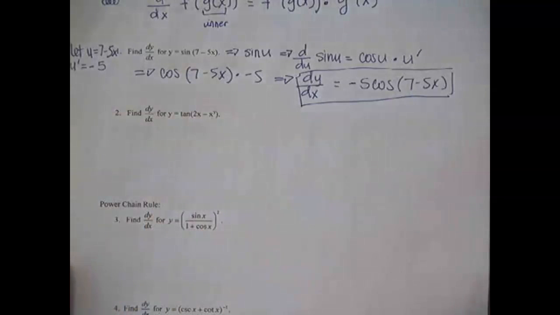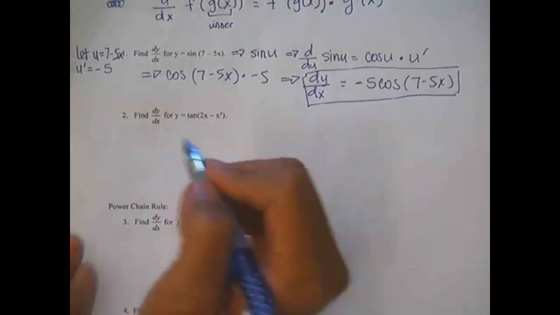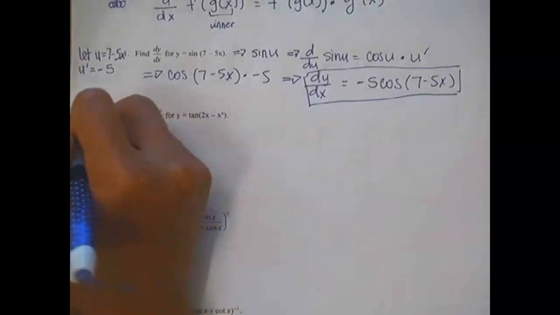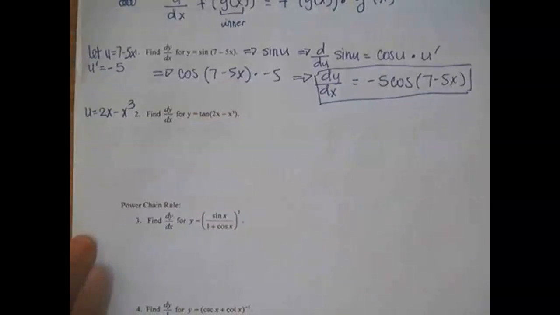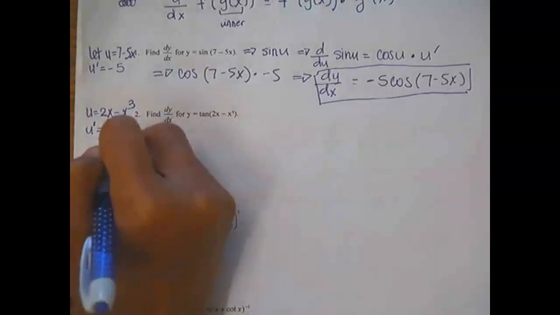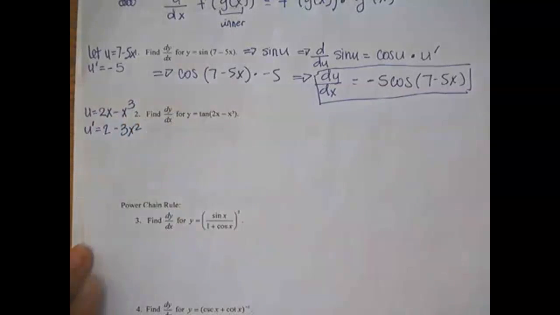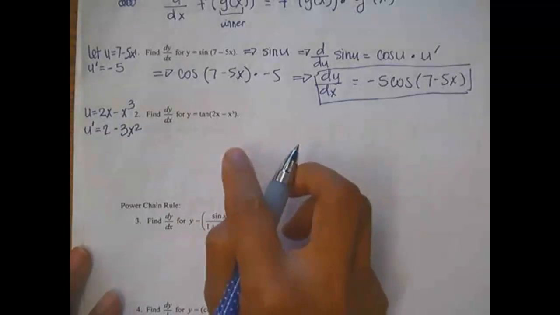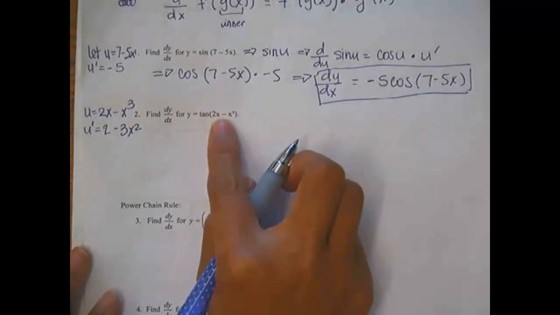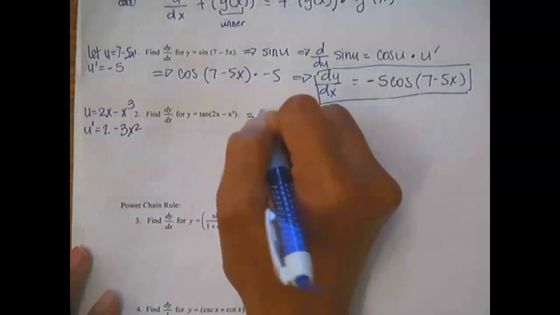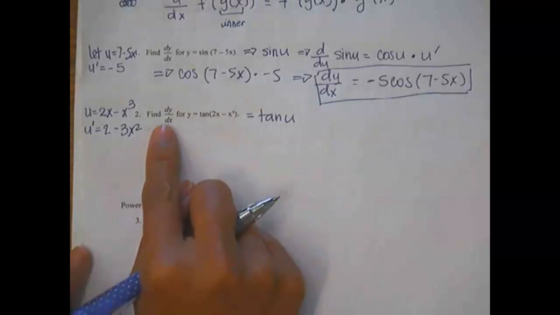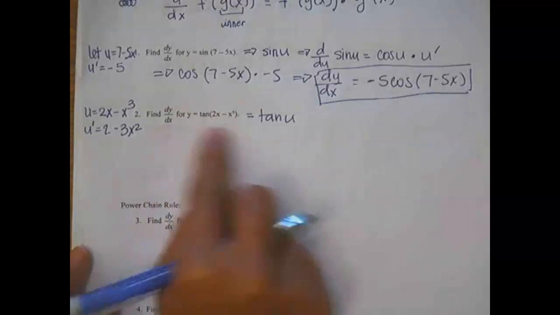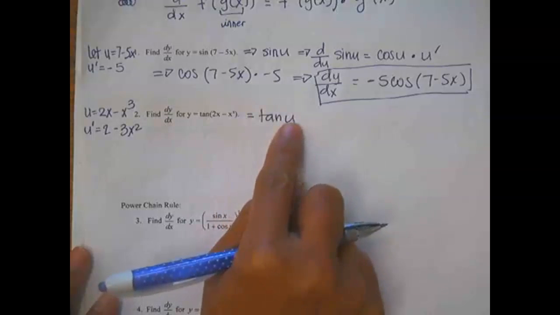So first, I'm going to let u be the inner component, which is 2x minus x to the third. So let u be 2x minus x to the third. Then let's take the derivative of u. So the derivative of u is going to be 2 minus 3x squared. All right? So from here, I'm going to substitute this with u. Okay? So this is going to be tangent of u. Okay? So let's take the derivative. Instead of with respect to x, we are going to take the derivative with respect to u.